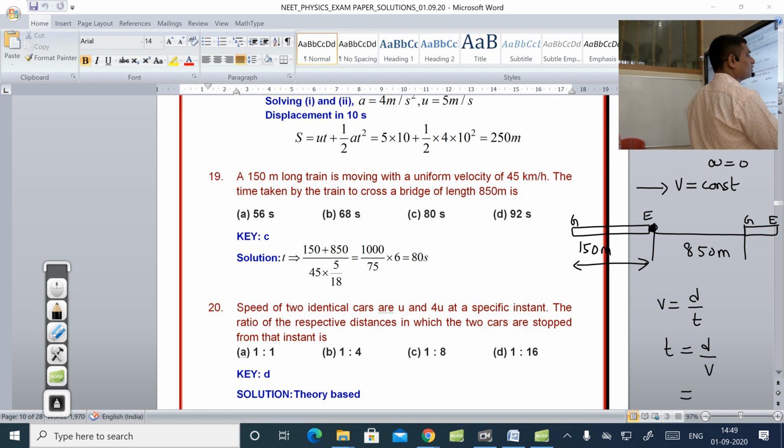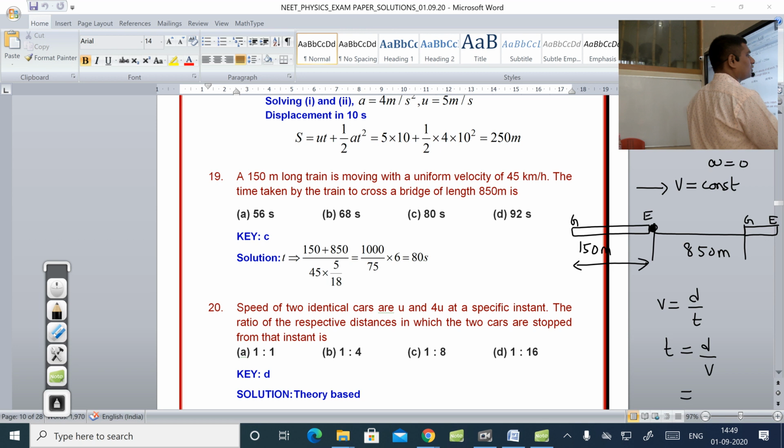v is anyway 0 in the first case, so minus u square is equal to 2 into a into s1. Okay, in the second case, u square minus 16 u square is equal to 2 into a into s2. Here it is being stopped, which means acceleration will be negative. So the negatives will get cancelled, and if you divide these two, s1 by s2, students, you will get the option as 1 by 16.